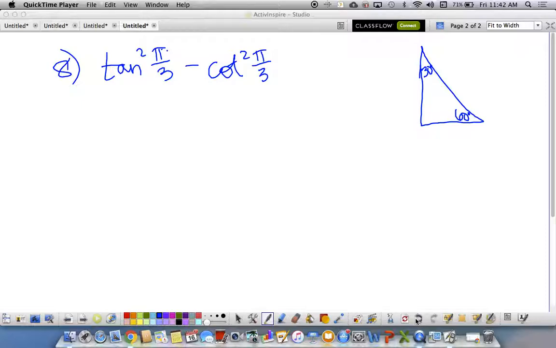Alright, so what are the side lengths of your 30, 60, 90 triangle? 1, square root of 3, 2. Okay, so which one of those is pi over 3? Does everybody agree that pi over 3 is 60 degrees? So what is tangent of pi over 3?